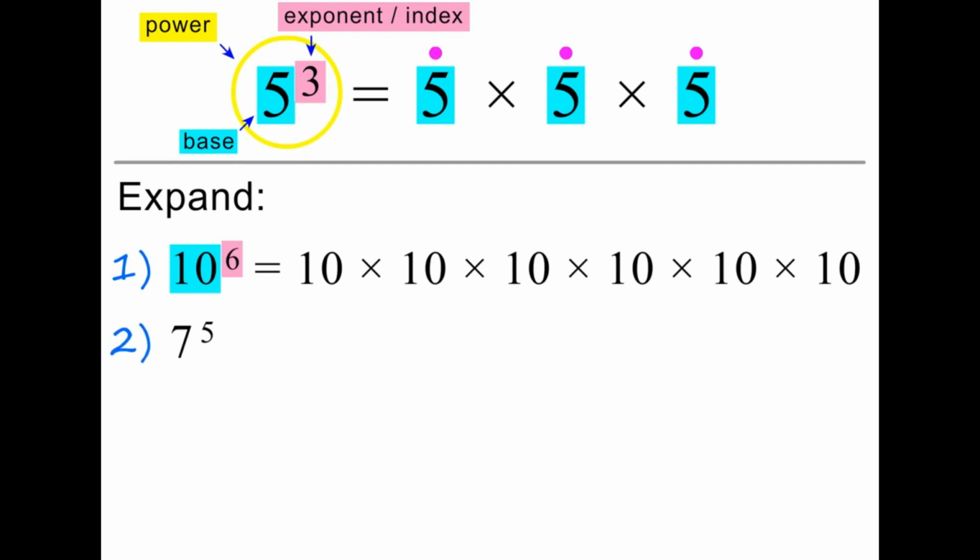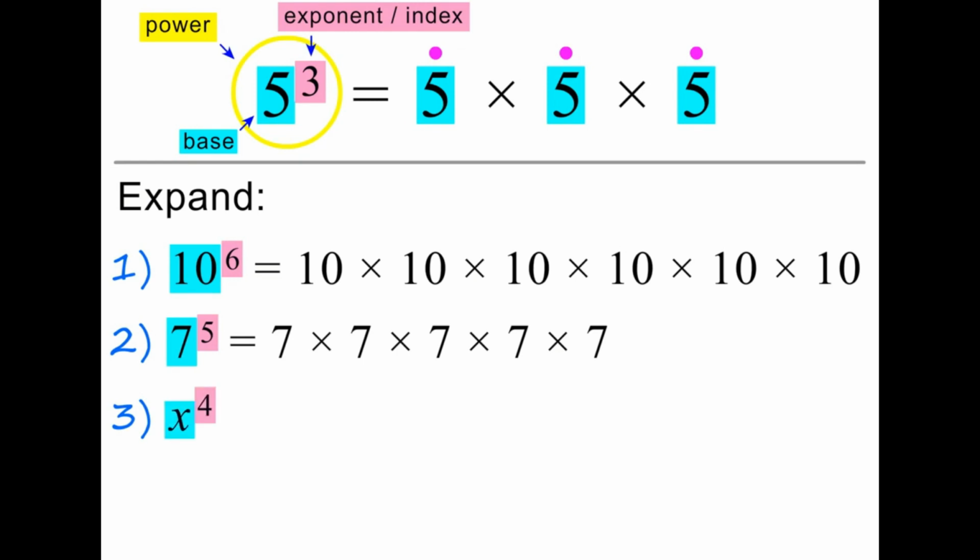In the next example, we are asked to expand 7 to the power of 5. The base is 7, and the exponent is 5. So we need to multiply 7 by itself 5 times. In the next example, we are asked to expand x to the power of 4. The base is x, which can be any number, and the exponent is 4. So we need to multiply x by itself 4 times. Please pause if you need to.